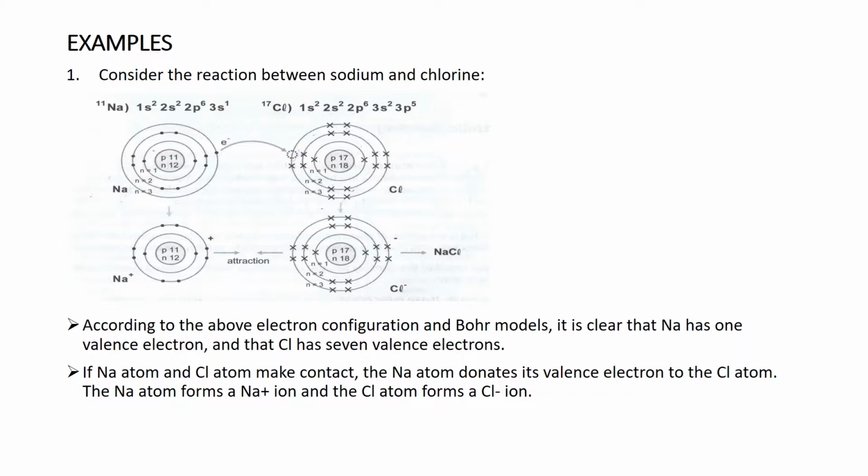Let's look at examples. Example number 1, we will look at the reaction between sodium and chlorine. Sodium is in group 1, and its electron configuration, as you can see in this picture, is 1s2, 2s2, 2p6, 3s1. So in the outermost energy level, it has only one electron, and chlorine has 7 electrons in its outermost energy level because it is in group 7.